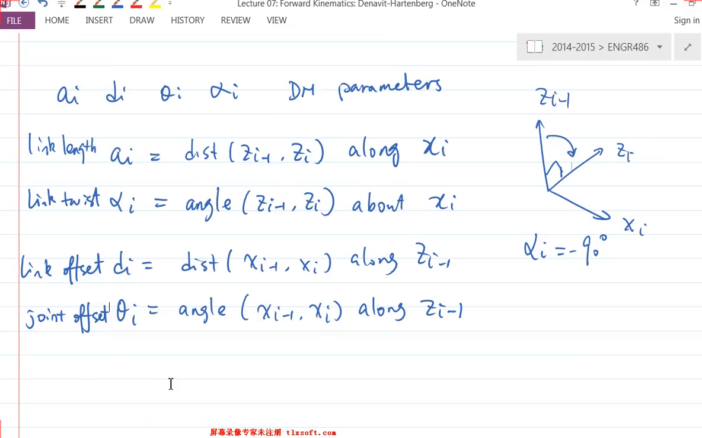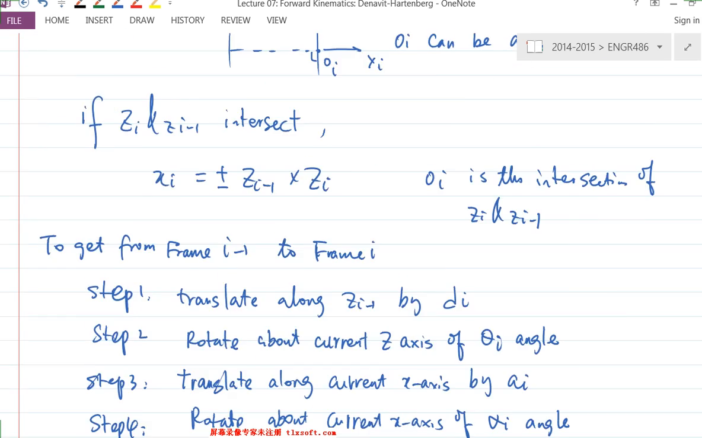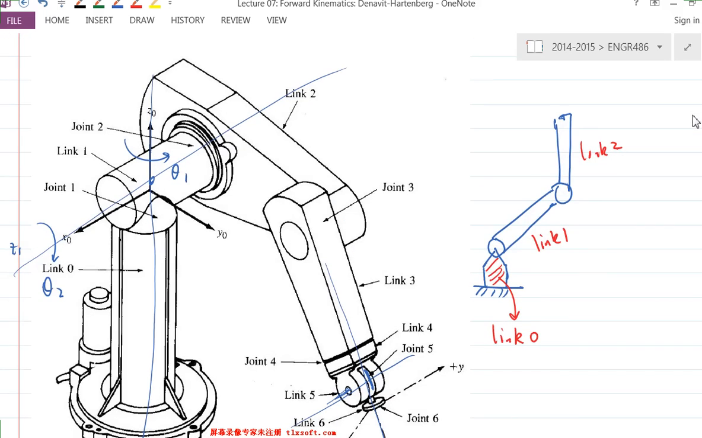So one thing to bring up here: let's go back to this Puma robot here. When you assign the base frame, x naught, y naught, z naught, z naught is where your joint axis is. But what about the x naught axis? Because this is the base frame, you actually don't have any constraint for the x naught direction, because there's no previous link and no previous joint. So your x naught can be assigned arbitrarily to any direction that you want. That's for the base frame.